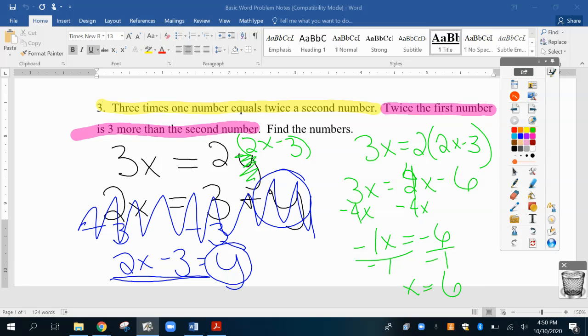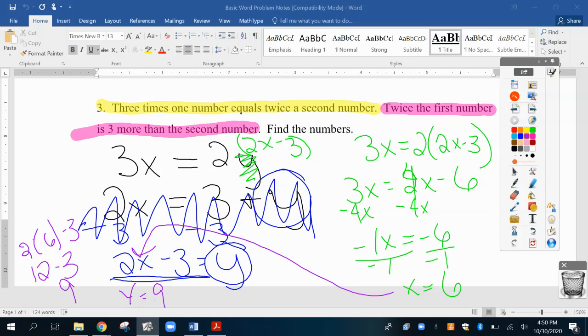Okay, but we're not finished. We still need to find the y. So I want you to decide where to plug that back in and tell me what you get for y. So I would have plugged this in over here where we underlined and said 2 times 6 minus 3, which is 12 minus 3 or 9. So we get y equals 9. But again, this is just a word problem to start with. So our final answer will be 6 and 9.